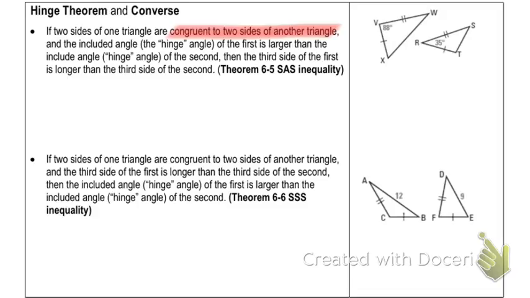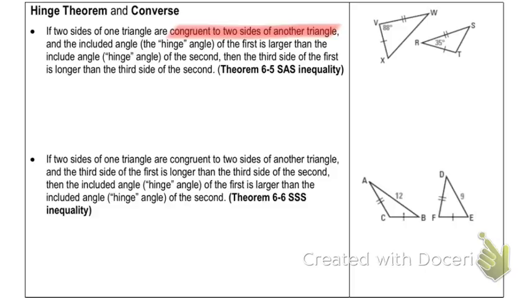Yes, they do have two congruent sides. VW is congruent to RS, and VX is congruent to RT. That is the requirement to use this theorem. I need to have two congruent sides, and I need to know something about the angle between them. If it gave me T and X, I couldn't do anything with it. I have to know the angle between them.